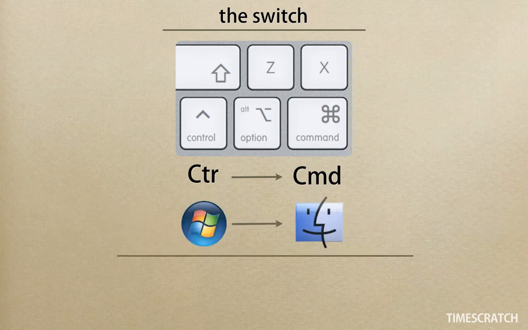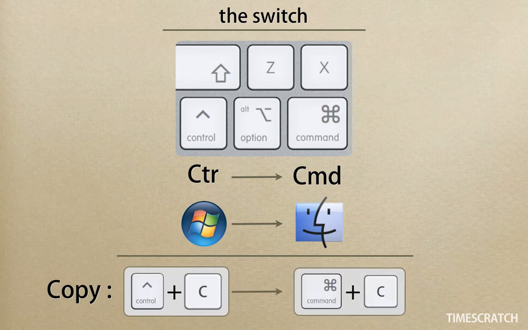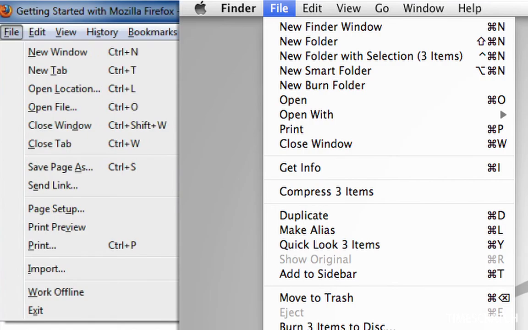Let's say you wanted to copy something inside Windows. You used Control C. It's the same thing, only with Command. In here, you use Command C. And looking at Firefox and Finder's file menu side by side, you can see that New Window in Firefox is Control N, in here it's Command N. Open is Control O, in here it's Command O. Closing is Control W, in here it's Command W. It's almost the same thing, only with the Command key.